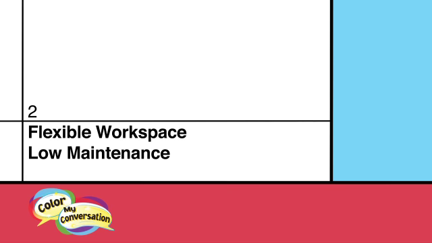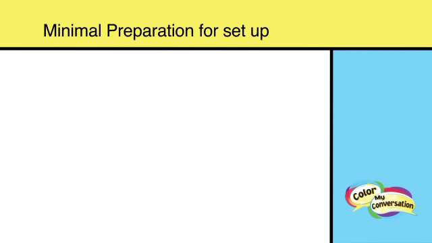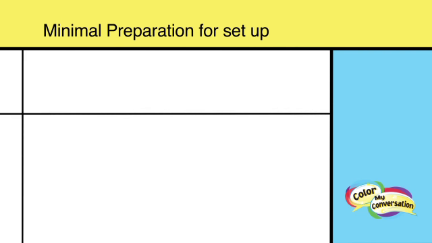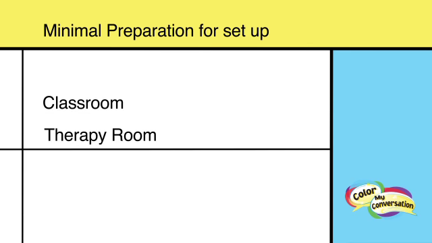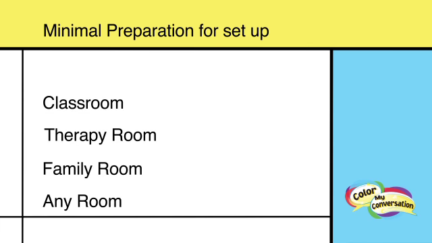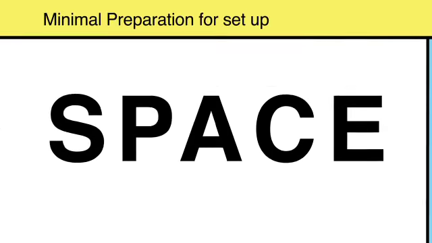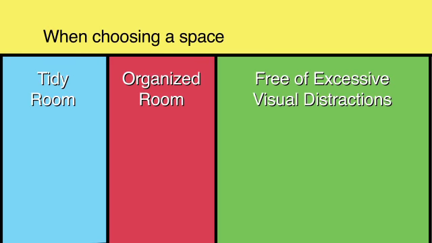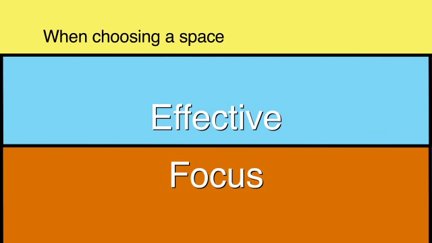Number 2, flexible workspace, low maintenance. The Color My Conversation program requires minimal preparation for setup and can be provided in a classroom, a therapy room, a family room, or any room which has sufficient space. The conversation coach should keep a couple of things in mind when selecting the location. The room should be tidy and organized, free of excessive visual distractions. This allows the children to put their focus on the learning tasks more effectively.